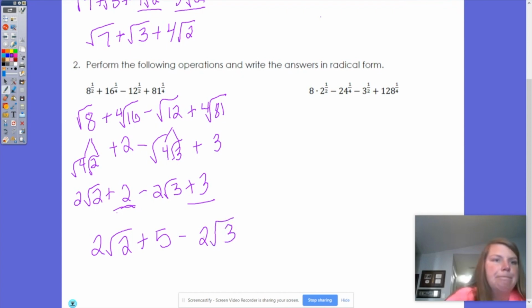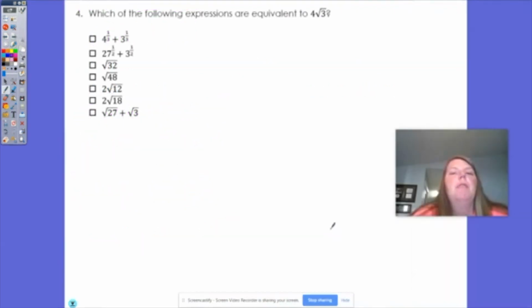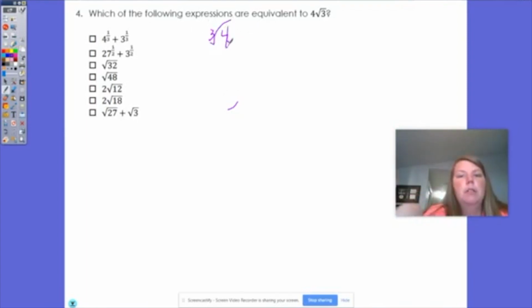Okay, and then number 4, we want to know which of these is equivalent to 4 times the square root of 3. So it is a select all that apply. So remember that means that there's going to be at least 2 answers and not all of them can be correct. So the first one is 4 to the 1/3 and 3 to the 1/3. So that 1/3 means that it's the third root of those numbers. So the third root of 4 plus the third root of 3 is not going to be the same as 4 square root of 3. So we're going to go ahead and mark that one off.